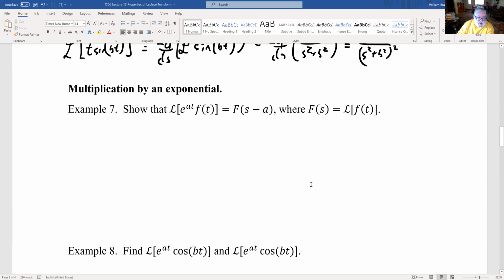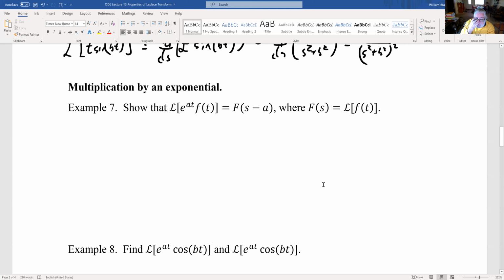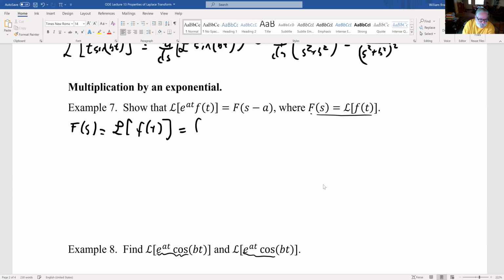We also get multiplications by exponentials. So we want to show that this relationship is true, because we need to find Laplace transforms of things like this. So if F of s is the Laplace transform of f of t, which is defined as the integral of e to the minus st, f of t dt, well, we can always replace the s by s minus a.